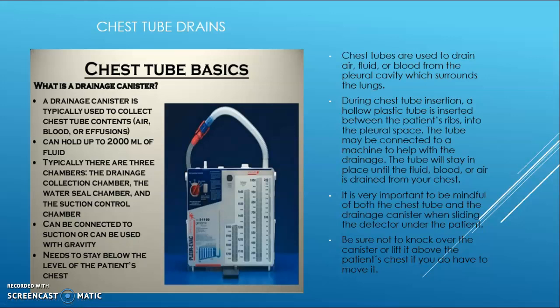Next is chest tubes. Chest tubes are used to drain air, fluid, or blood from the pleural cavity which surrounds the lungs. During chest tube insertion, a hollow plastic tube is inserted between the patient's ribs into the pleural space. The tube may be connected to a machine to help with the drainage. The tube will stay in place until the fluid, blood, or air is drained from the chest and is no longer needed. It is very important to be mindful of both the chest tube and the drainage canister when sliding the detector under the patient.